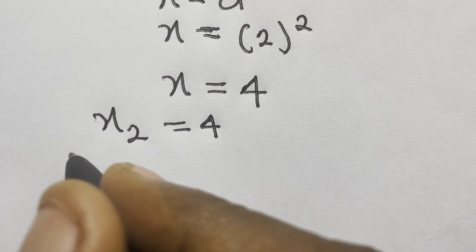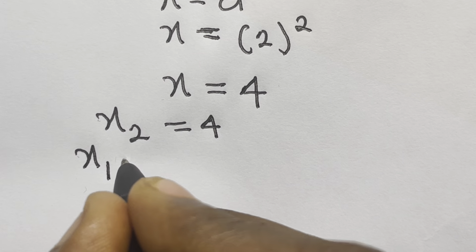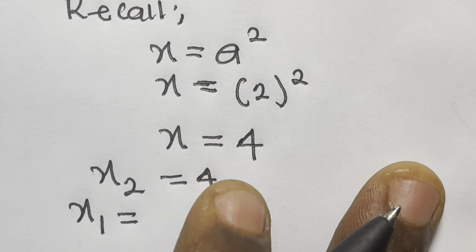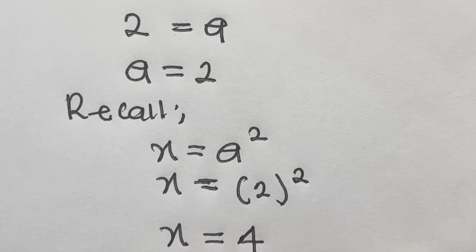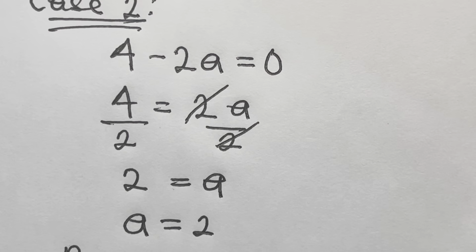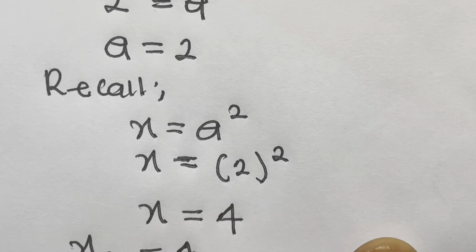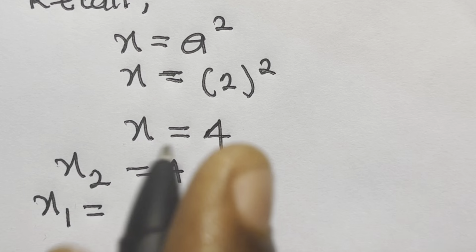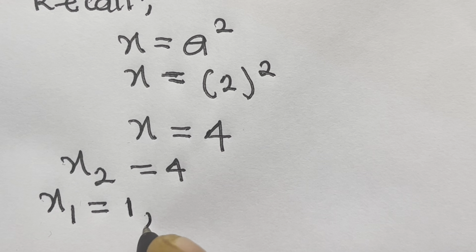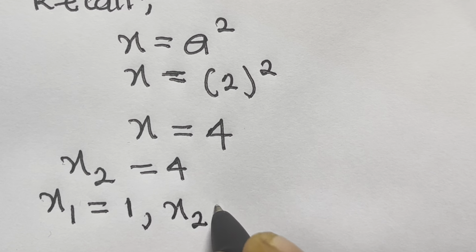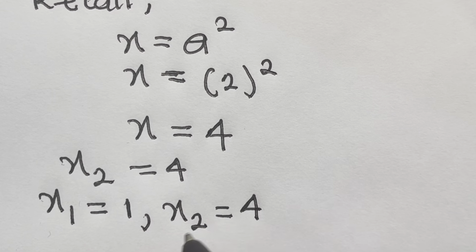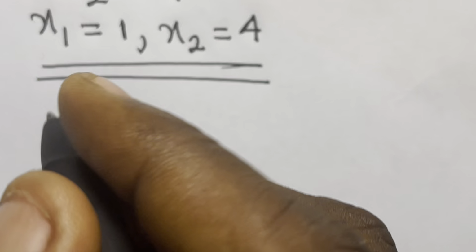Therefore, our x1 is, what do we have? We have our x1 to be 1, right? Our x1 equals 1, and our x2 is equal to 4. So this is the answer. And you can easily check for both these values.